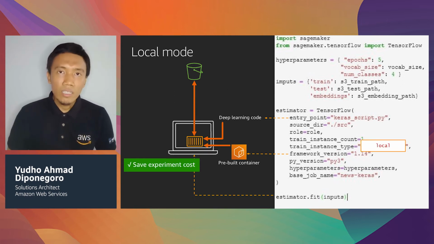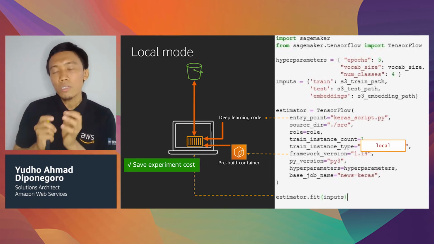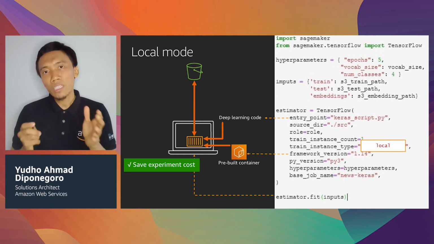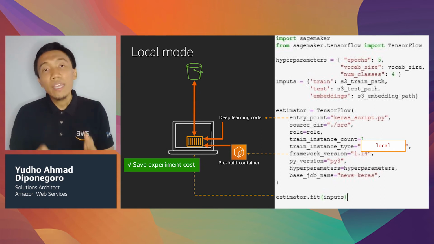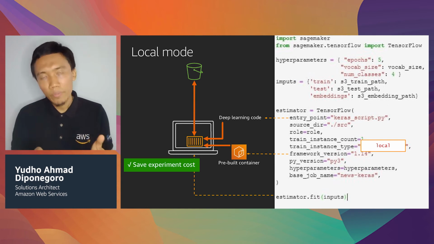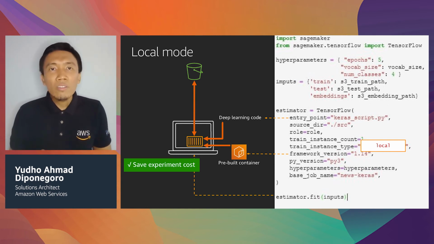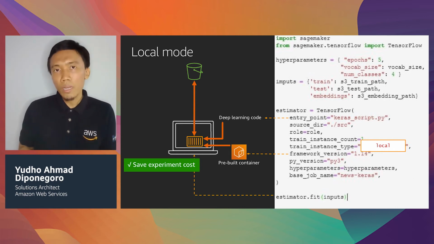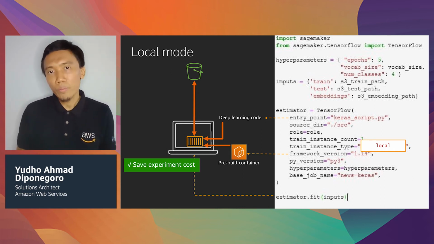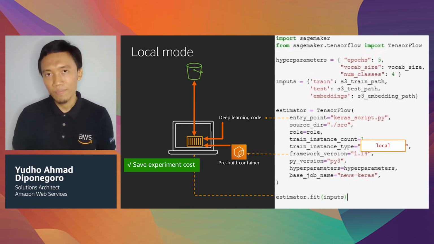If you look at the screen, you can just change one parameter to make the SageMaker SDK run the training job on your local machine, on your laptop. The purpose is so that you can quickly test on smaller datasets for an experiment, a new algorithm, or new parameters, so you can get the result quickly and save on compute cost. This is called SageMaker Local Mode.